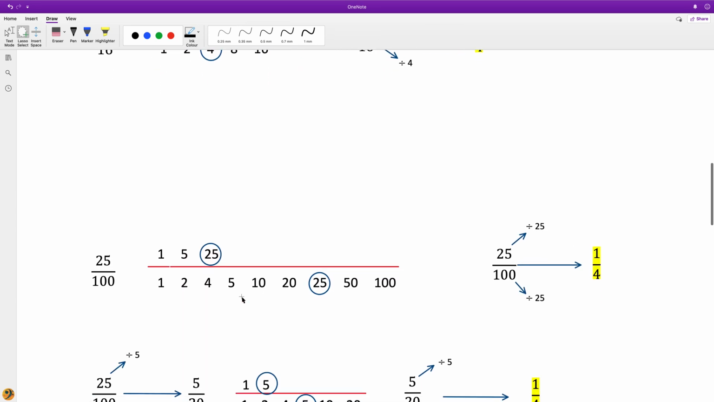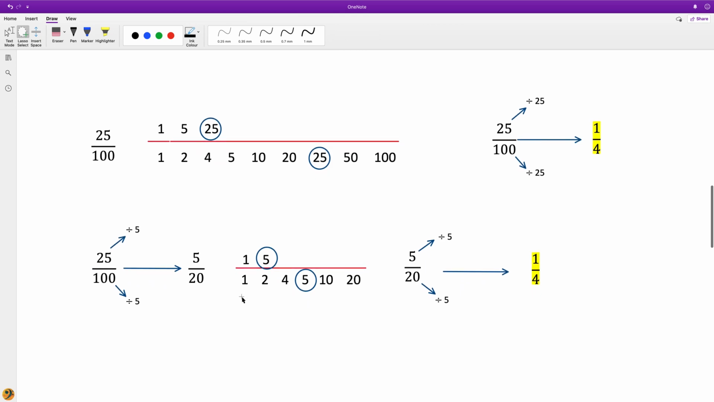All right, so another example we have here. Our starting fraction is 25 over 100. Okay, so once again, we follow the steps and we write out all the factors of 25. And here we'll have 1, 5, and 25. Okay, because 1 times 25 gives us 25. And 5 times 5 also gives us 25. And 100 has quite a lot of factors, and here they are. All right, same process that we use to write all of them out.